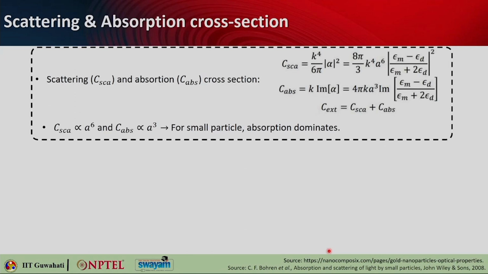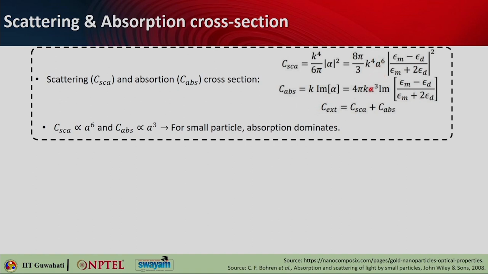Okay. Now, coming back to the quasi-static case, we have seen that we are able to obtain alpha, that is the polarizability of a particle. Now, what do we do with that? We are able to find the scattering and absorption cross sections using these two simple formulas. So, the scattering cross section will be k to the power 4 over 6 pi times modulus of alpha squared, and C abs, that is the cross section of absorption, will be k times the imaginary part of alpha.